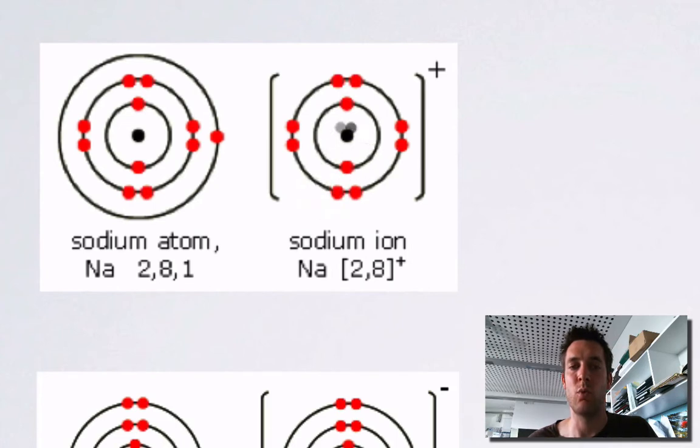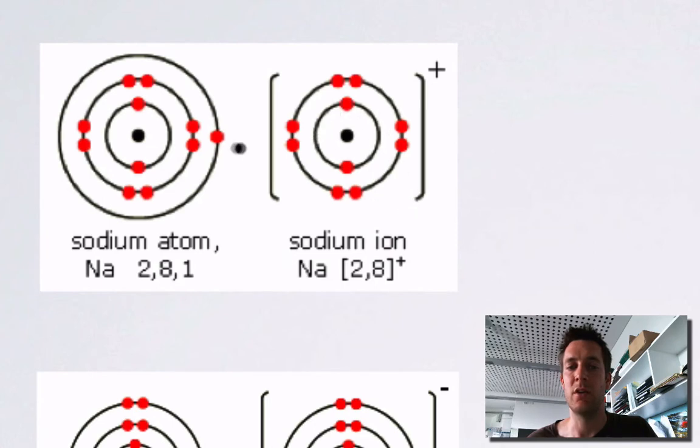So if we just look at why the charges are what they are for now, let's look at this sodium atom here with 2 and another 2, 4, 6, 8 electrons and another 1 in that shell. So 2 and then 8 and then 1. Sodium's atomic number is 11. So it's got 11 electrons.